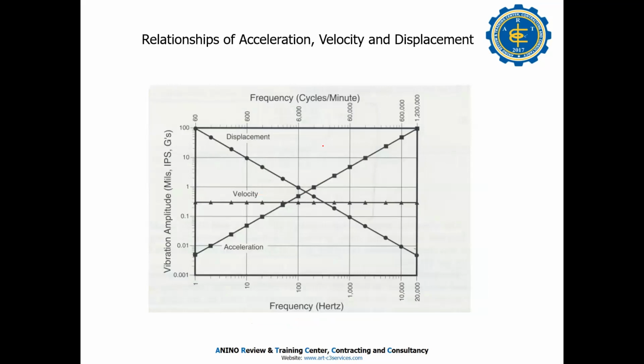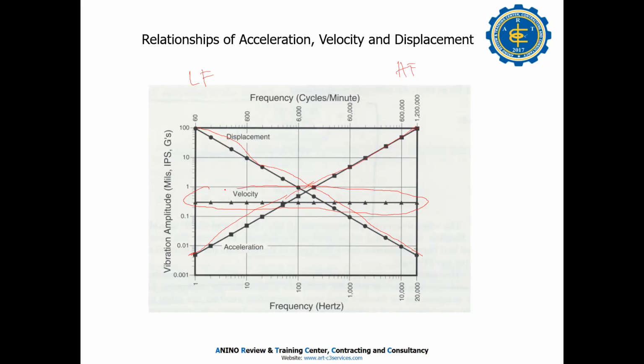So, the relationship of acceleration, velocity, and displacement. You can see vibration amplitude in mils, pace, and G's. Displacement is for low frequency; in high frequency the reading goes down. So if you go with high frequencies, the best is acceleration, because it can reach higher frequencies. The velocity, that's why we use velocity, because it is consistent.